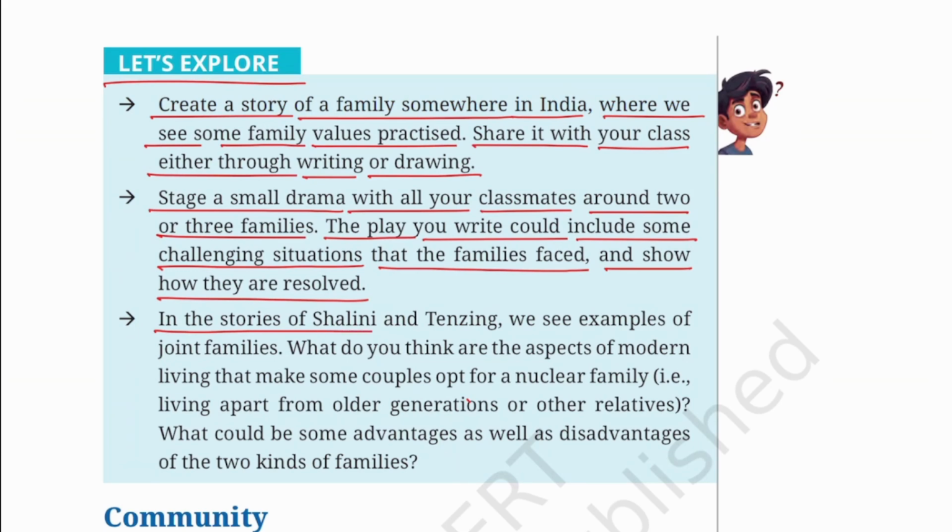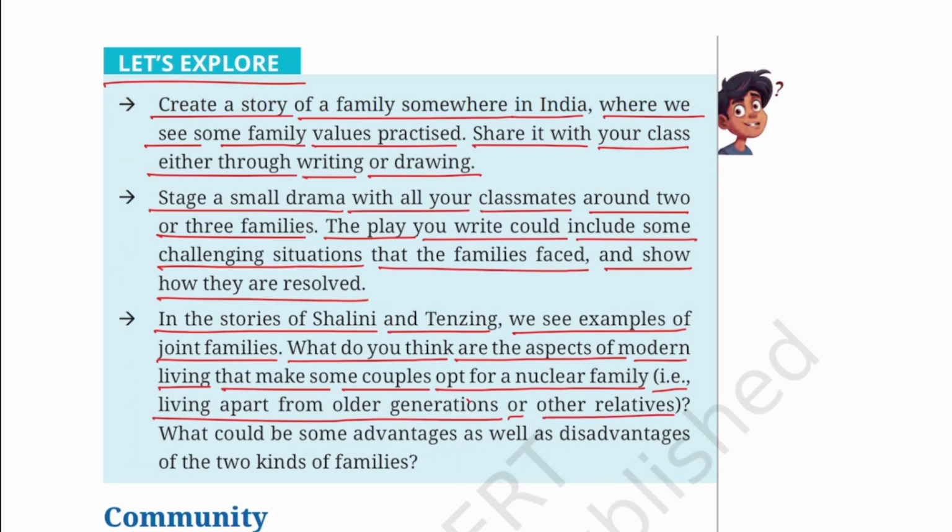In the stories of Shalini and Tanjing, we see examples of joint families. What do you think are the aspects of modern living that make some couples opt for a nuclear family, that is, living apart from older generations or other relatives? What could be some advantages as well as disadvantages of the two kinds of families?